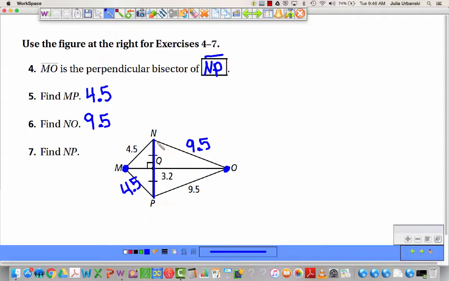And lastly, to figure out what NP would be, this half right here is 3.2, so this half would be 3.2. So the total from N all the way to P would be 3.2 plus 3.2, or we would get 6.4.